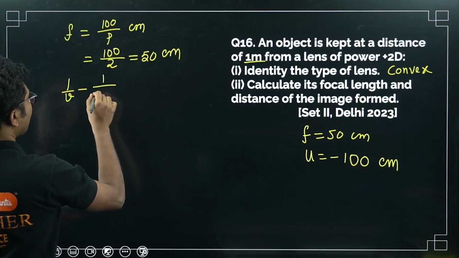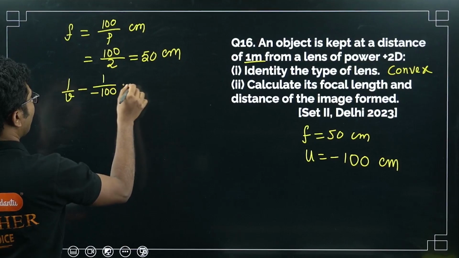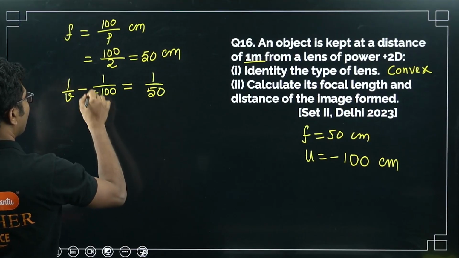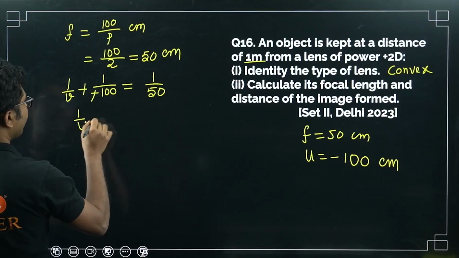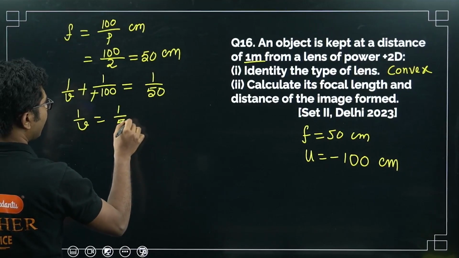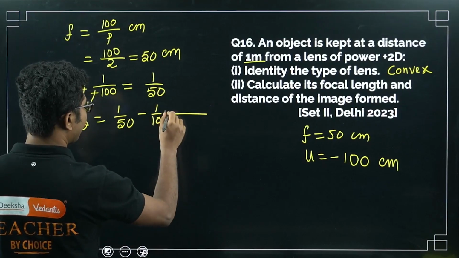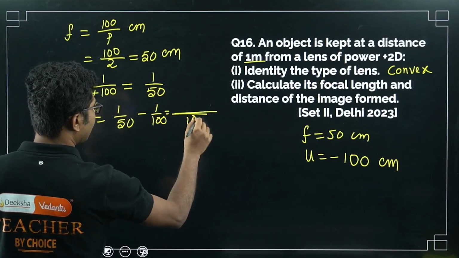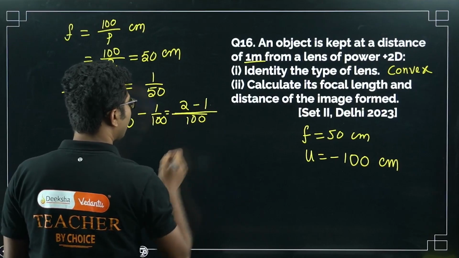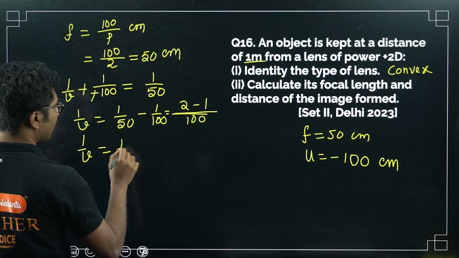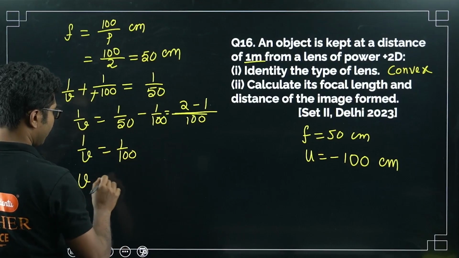So 1 by V minus 1 by minus 100 equals 1 by 50. Or 1 by V equals 1 by 50 minus 1 by 100. What is the LCM? LCM is obviously 100. Easy to calculate, 2 minus 1. So 1 by V equals 1 by 100, or V equals 100.